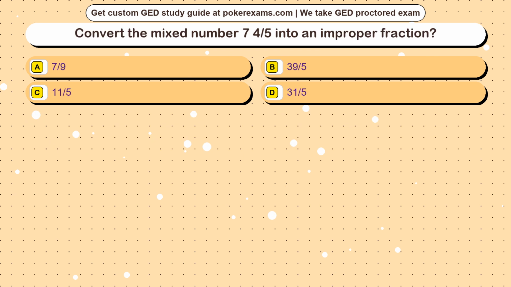Question 14. Convert the mixed number 7 and 4/5 into an improper fraction. Option A, 7/9. Option B, 39/5. Option C, 11/5. Option D, 31/5.